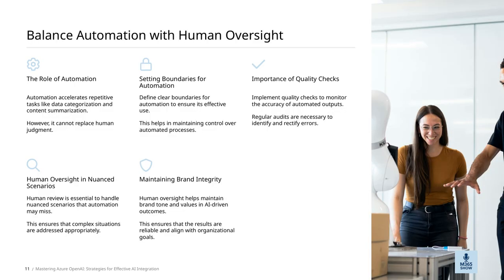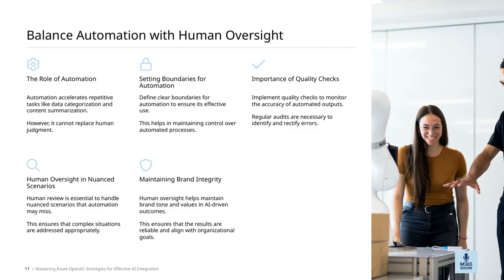Balancing automation with human oversight is crucial for successful AI integration. Human oversight helps us maintain our brand tone and values in AI-driven outcomes, ensuring that the results are reliable and aligned with our organizational goals. It's about keeping that human touch to preserve our brand integrity. Human review is especially important in nuanced scenarios that automation might miss. Complex situations require careful handling, and that's where human judgment becomes irreplaceable. It ensures we address these situations appropriately and thoughtfully.